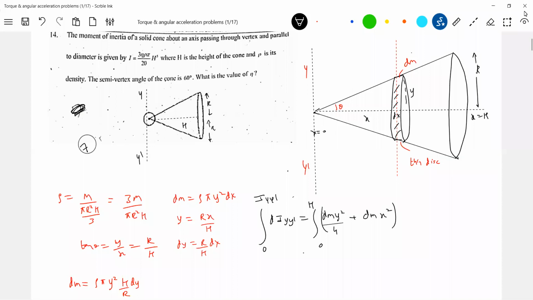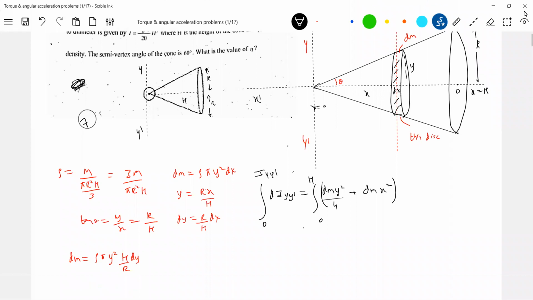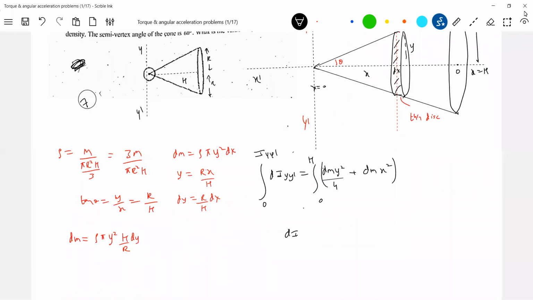And now about the x-axis, what to do? Again, the same formula. You already know dm. So about x dash, if I ask you to determine, what are you going to do here now? X dash is about the horizontal axis passing through the center of the cone. Then we know the moment of inertia of this. dI is equal to, no need of the parallel axis theorem, directly there. So dI, here only we will finish this so that it is easy for you.